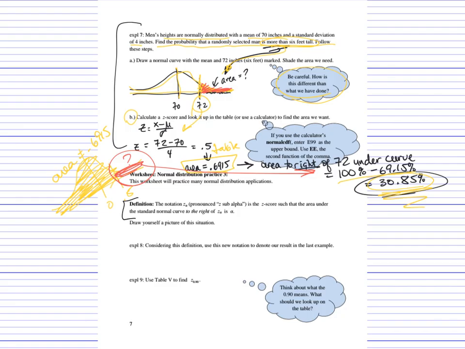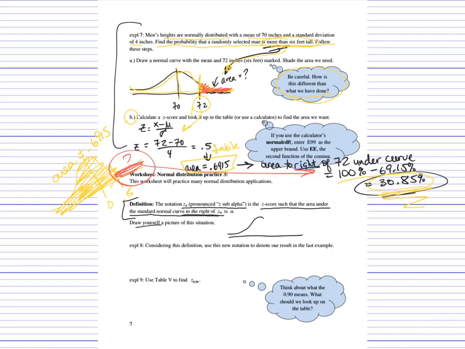Okay, the next little bit is simply a bit of a definition, and just to use that definition and notation a teeny bit. This would play a role in later chapters, but unfortunately we couldn't get to them this semester. That's all right. Here we have the definition. Z sub alpha is the z-score such that the area under the standard normal curve to the right of z sub alpha is alpha. Draw yourself a picture of this situation, it tells me.